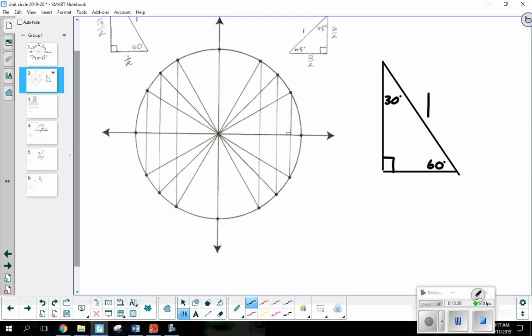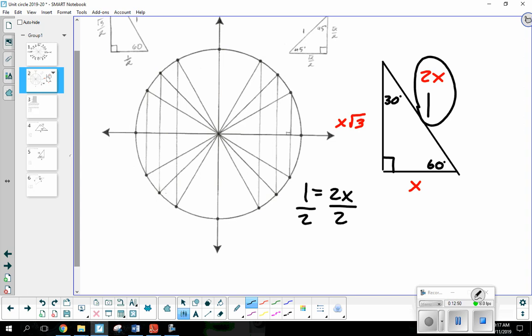Okay, so the shortest side across from 30, remember that was x. How do I use x to find the longer leg? X times the square root of 3. And then what do I do to x to find the hypotenuse? 2x. Okay. Is everybody okay with that? Well, it's like we did a moment ago. The only side length I know is the hypotenuse, so I'm going to set that length equal to the 2x that I have there. So if 1 equals 2x, divide through, x equals 1/2.